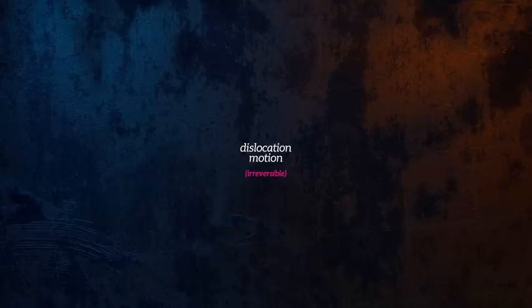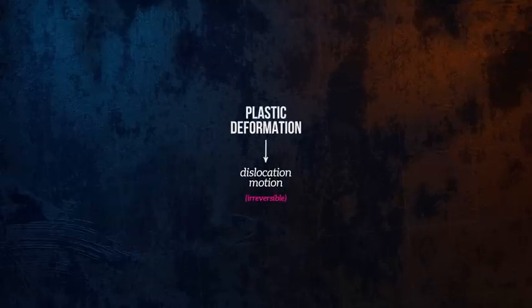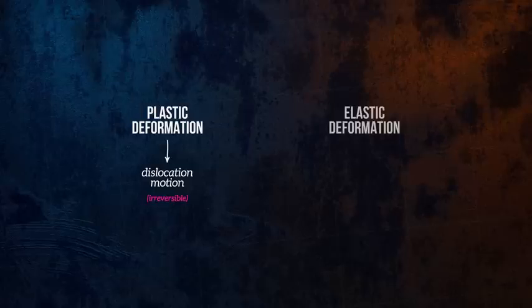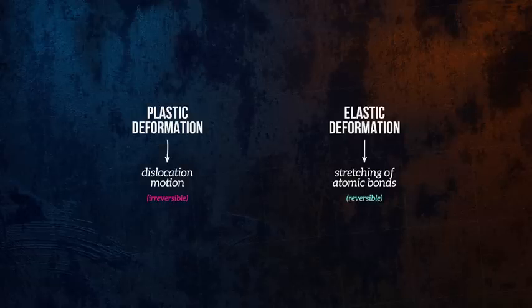This is the underlying mechanism behind plastic deformation in metals. It's essentially the motion of a large number of dislocations at the atomic level. Elastic deformation is caused by the stretching of atomic bonds. Unlike the motion of dislocations, this stretching is completely reversed when the load is removed.